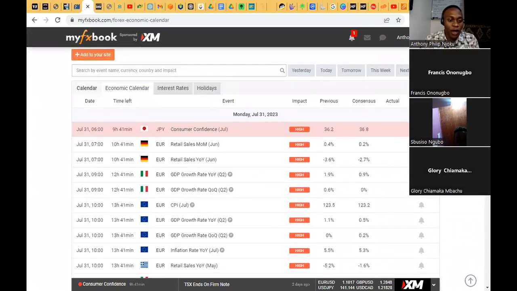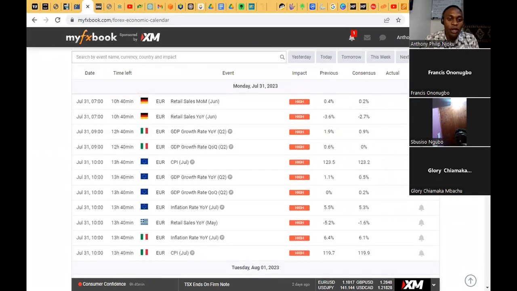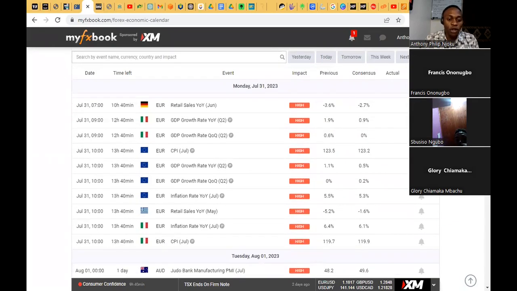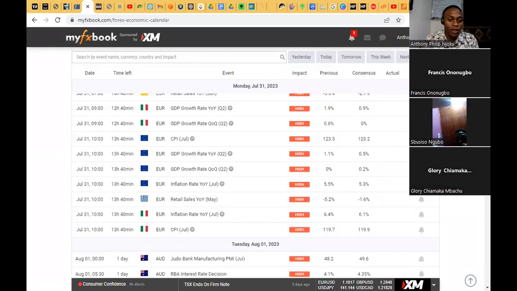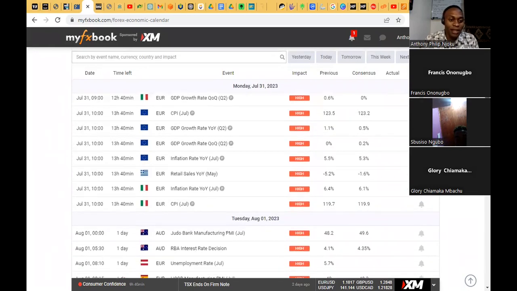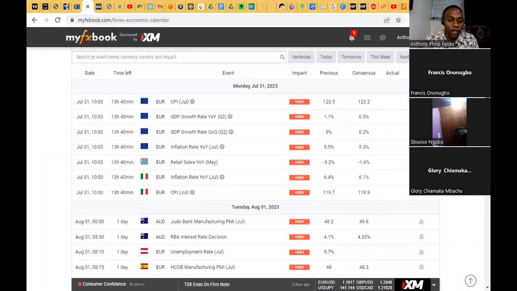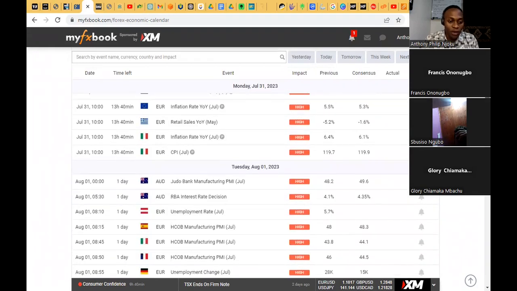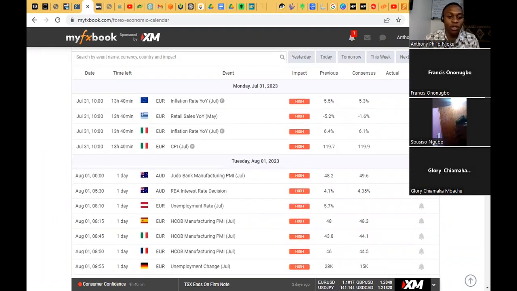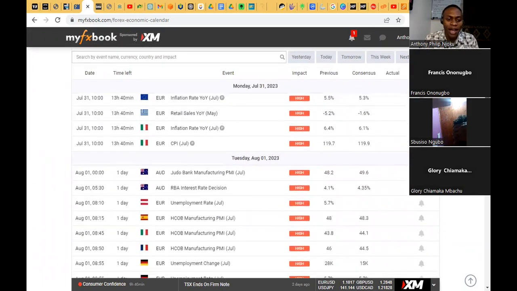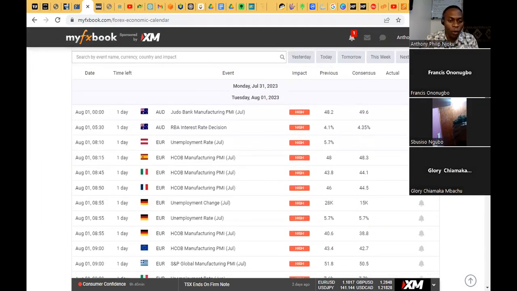Then we have a lot of Euro news: Euro retail sales month over month, year over year, and GDP, gross domestic product. These are important news events. And by 10 a.m., we have the CPI inflation rate for the Euro, so we're watching out for that. So mainly Euro pairs to be traded on the London session. Not much reaction during the New York session on Monday.